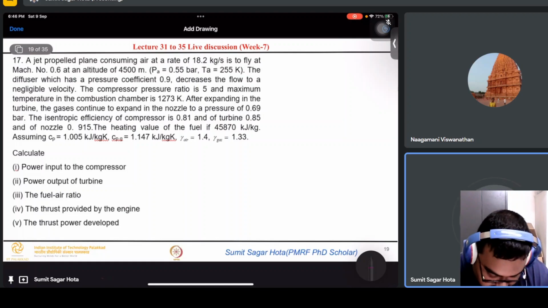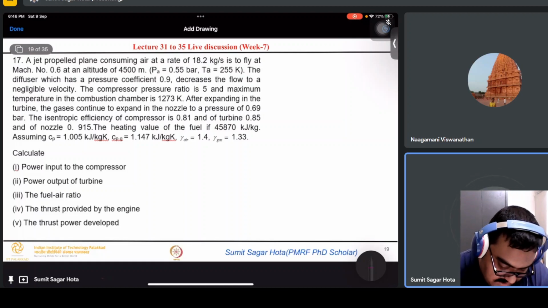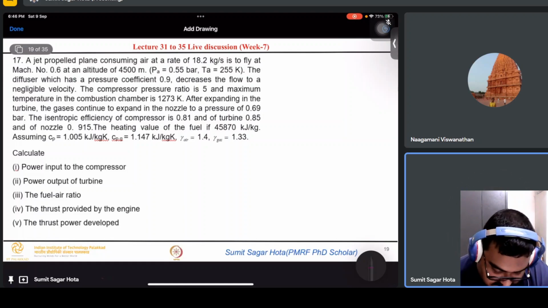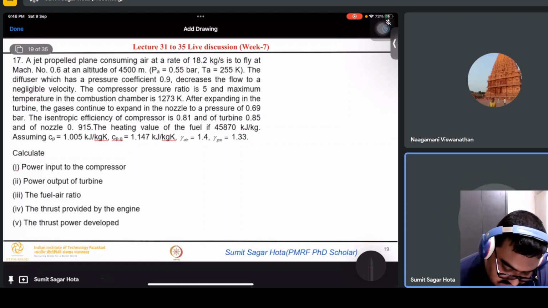Now we will go for one problem. A jet propelled plane consuming air at a rate of 18.2 kg per second is to fly at Mach number of 0.6 at an altitude of 4500 meter. What is the properties of pressure and temperature given? That is, it is air, so PA is 0.55 bar, and TA 255 Kelvin.